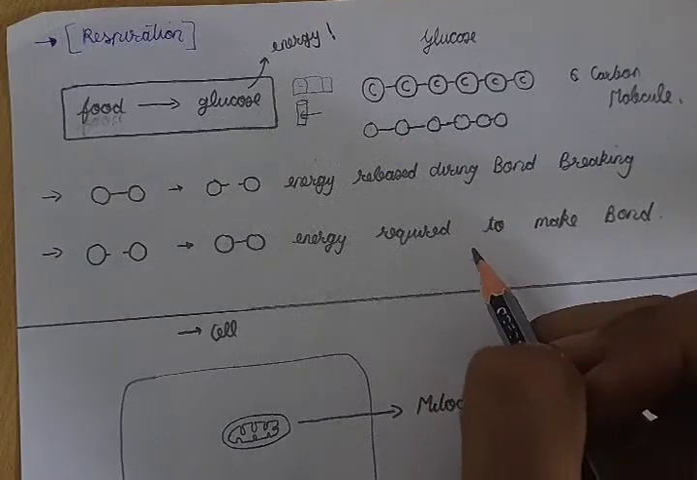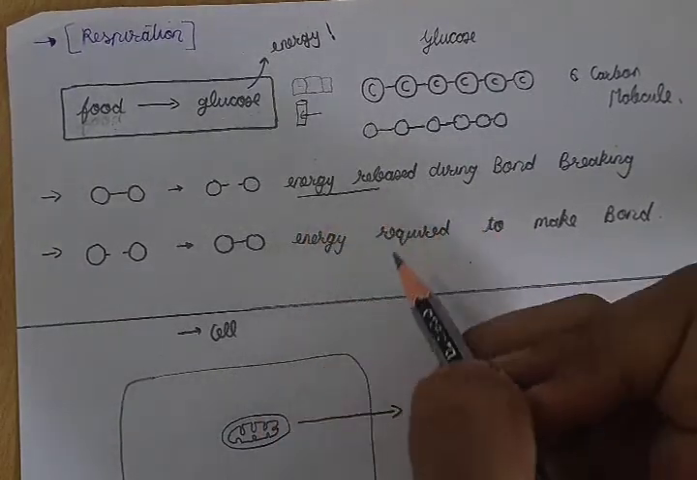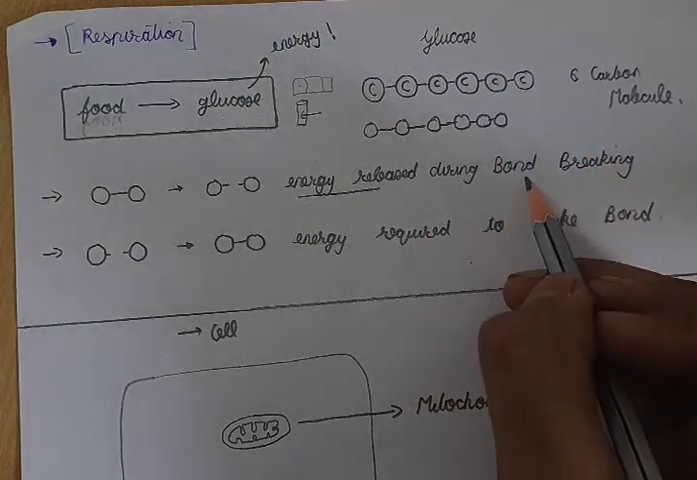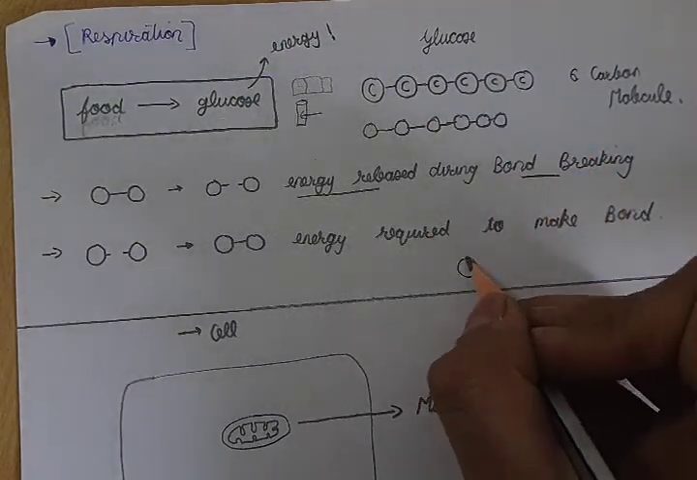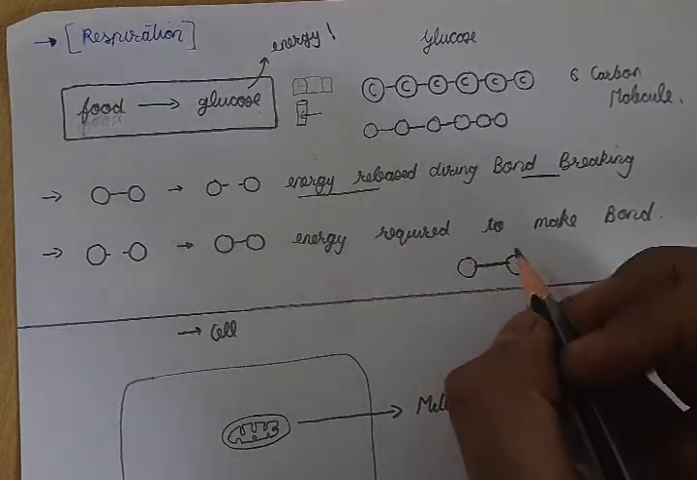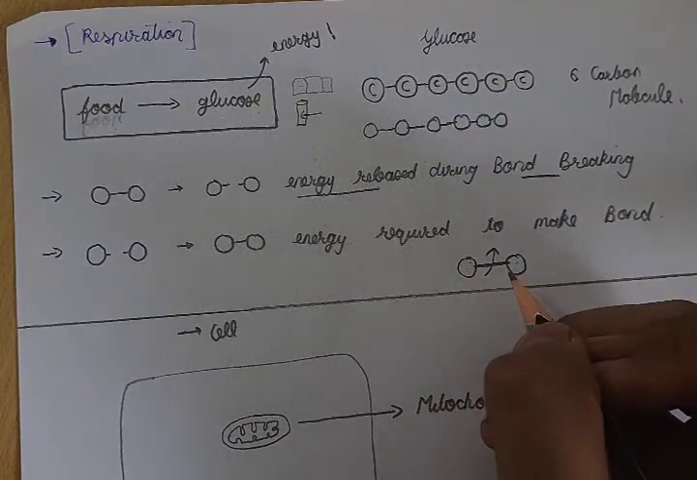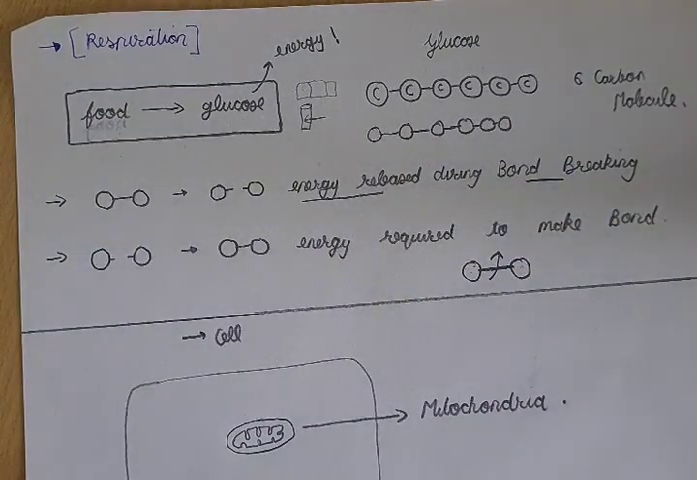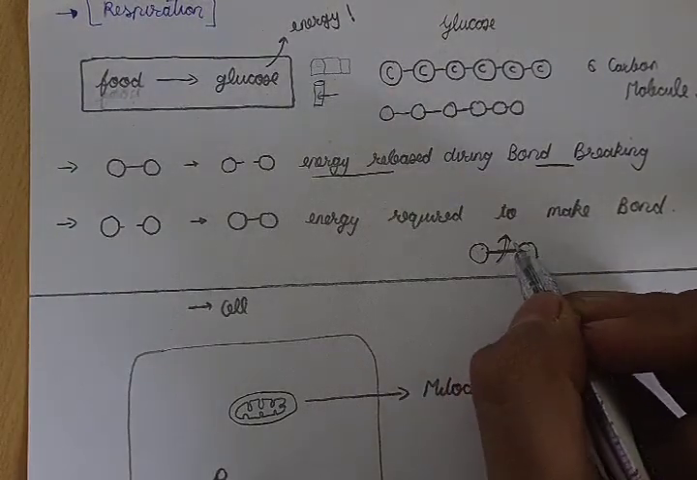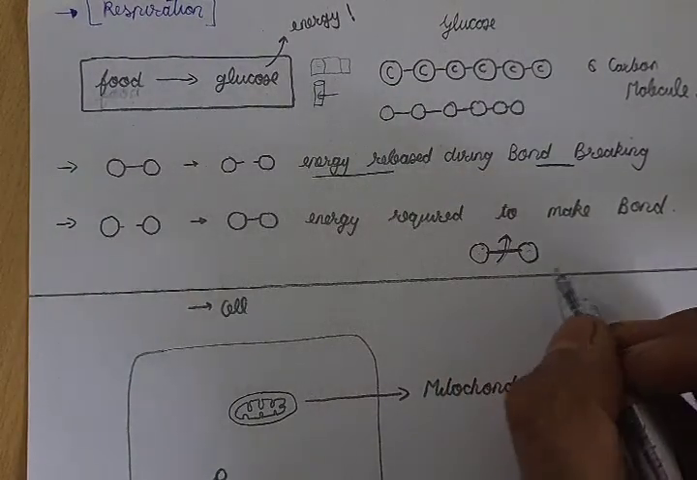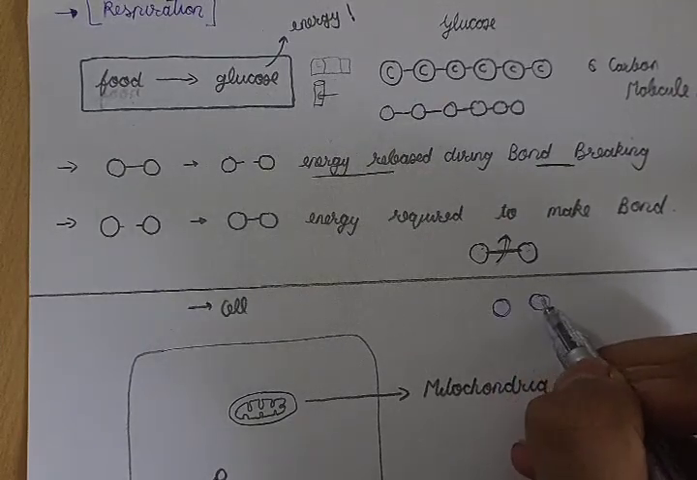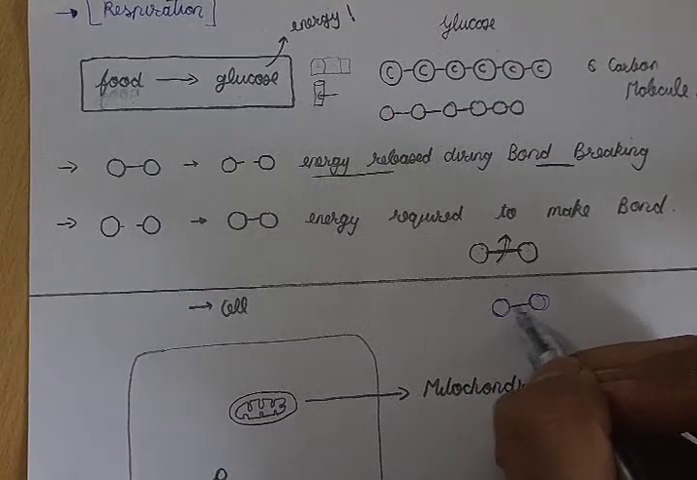Now we will understand the basics of energy, that is, how energy is obtained or required from bond breaking. Let's say these are two molecules and this is the bond between them. If you break this bond, then energy will be released. Or if these are two balls, two molecules, and you want to make a bond between them, energy will be required.